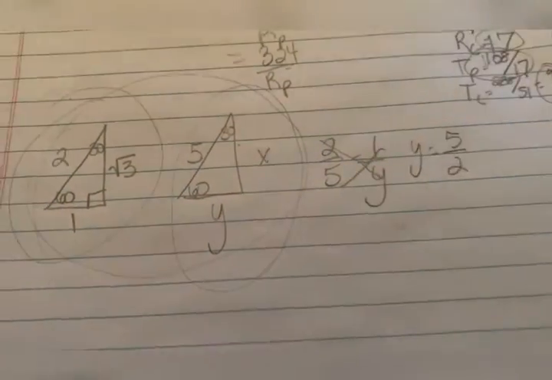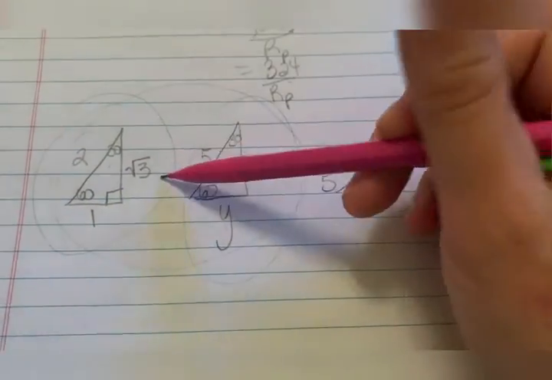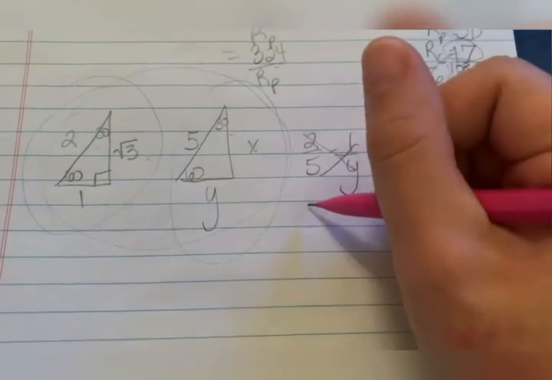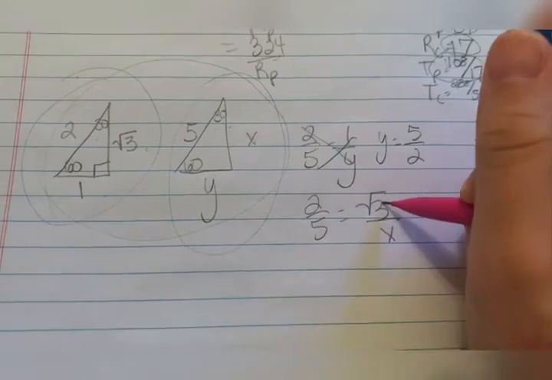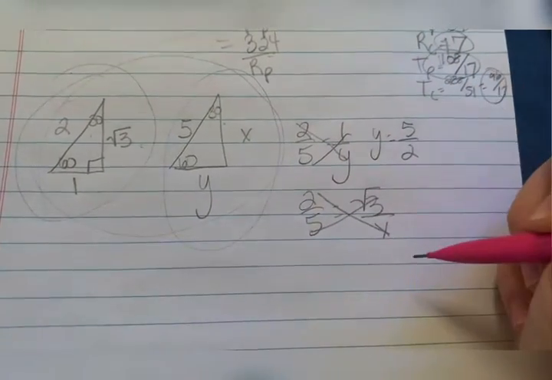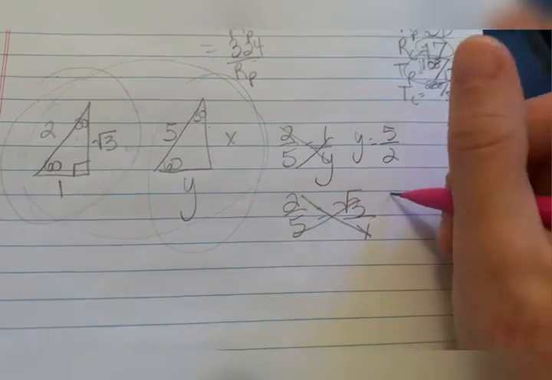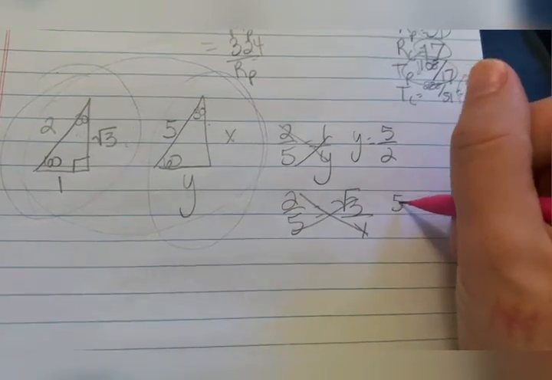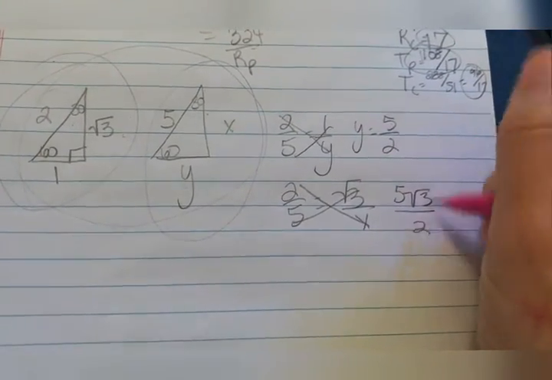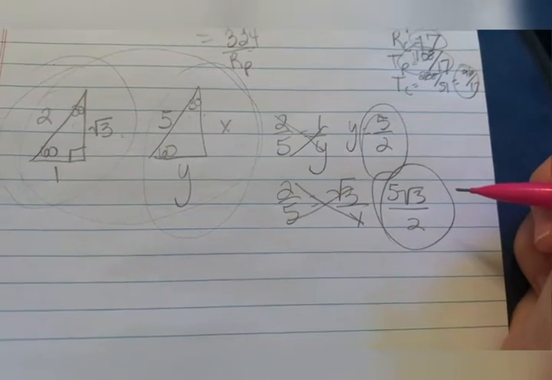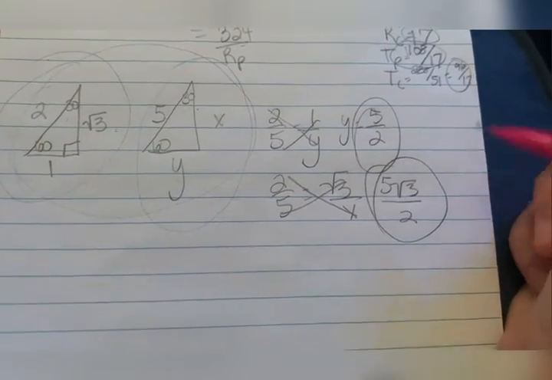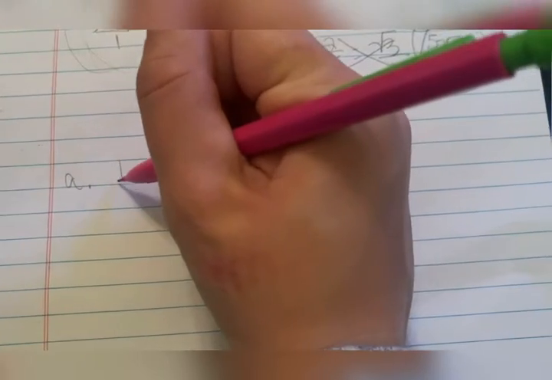Okay, then the x. 2/5 equals square root 3 over x. Crisscross and multiply. That's going to do 5 times square root 3 over 2. And that's your x. Okay? So let me do A for you as your practice. I'm not going to do B, but I will do A.